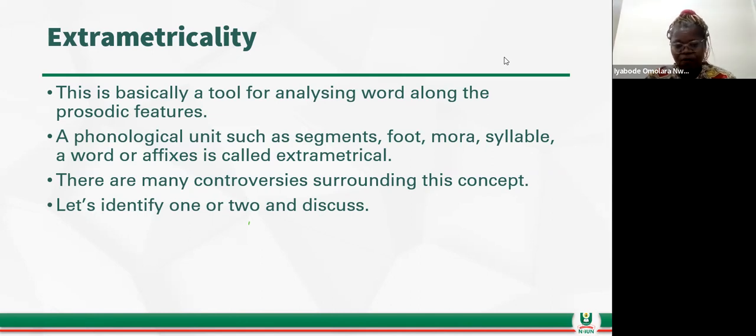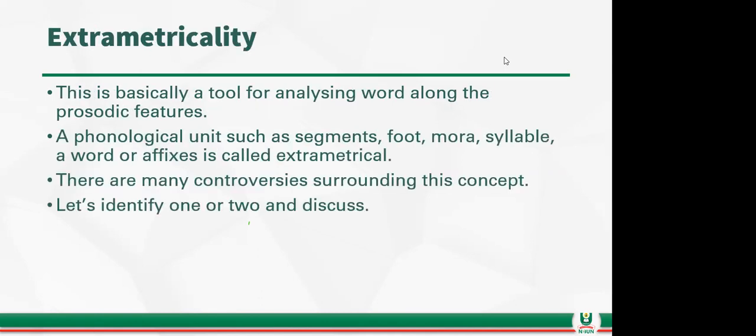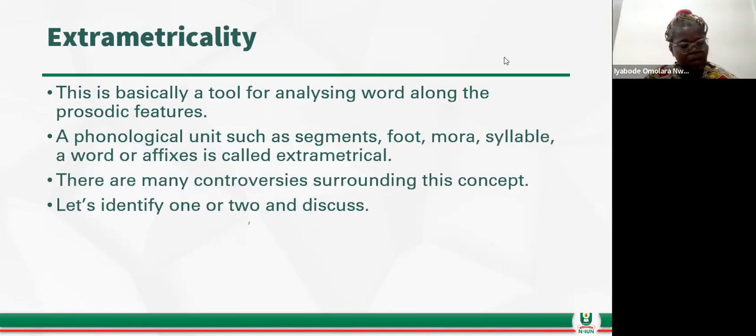So I don't know if any of us have anything to say on that. Does anybody have anything to say on the controversies that surround extrametricality? Does anybody want to say anything here?